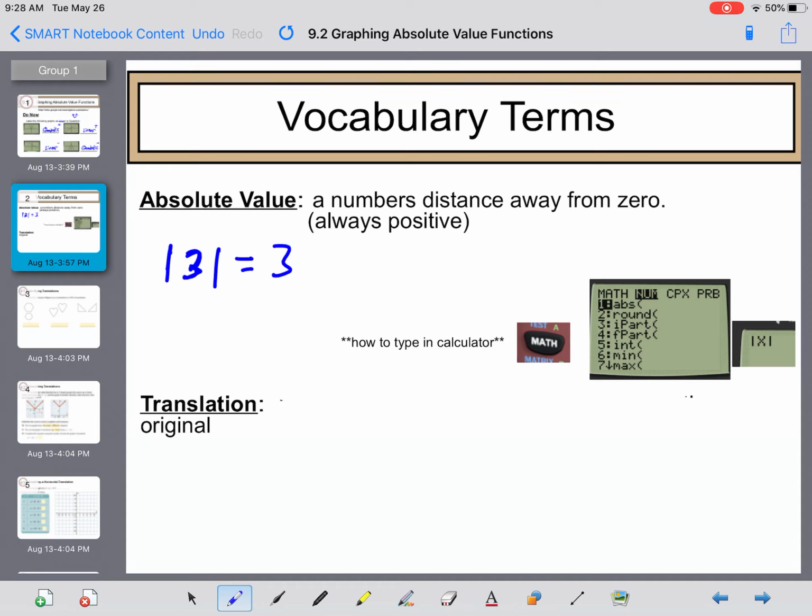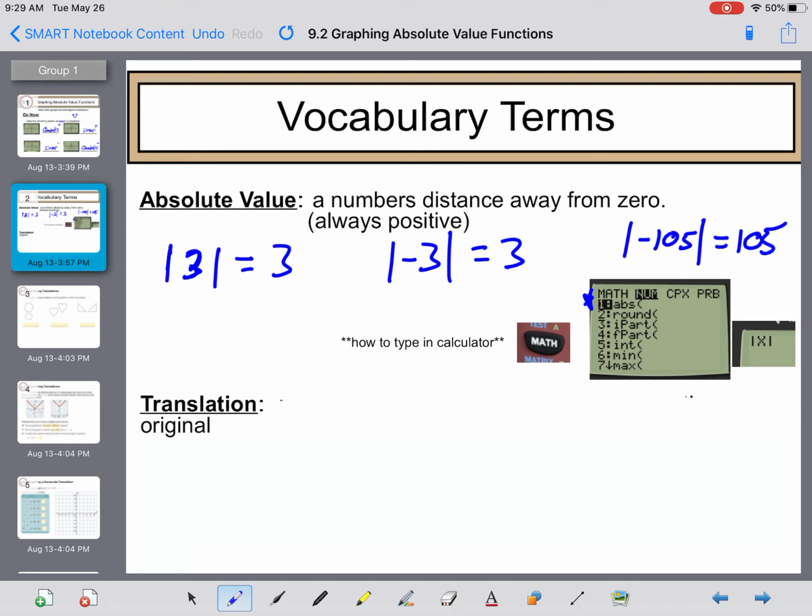For example, if you have the absolute value of 3, well, the number 3 is 3 spaces away from 0. So the absolute value of 3 is 3. However, if I had the absolute value of negative 3, well, negative 3 is still 3 spaces away from 0. So your answer would be positive 3. And that works for pretty much every single number. If you had the absolute value of negative 105, that would be 105.